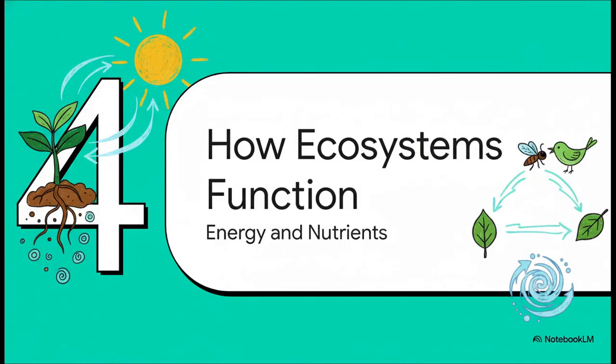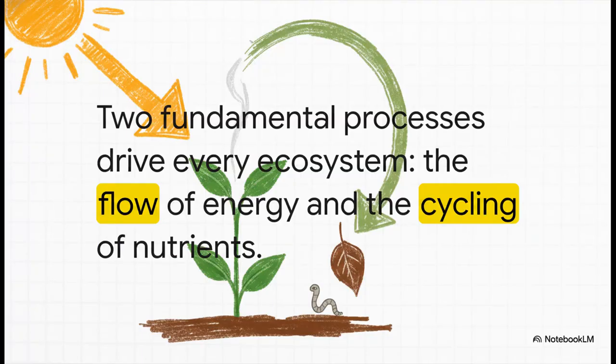So, we've talked about the structure, the parts, and how they're all arranged. Now let's talk about function. What are the actual dynamic processes that make an ecosystem tick? When you boil it all down, ecosystem function is really governed by two fundamental processes. The first is the one-way flow of energy. The second is the continuous cycling of nutrients. Remember those two words, flow versus cycling. They are absolutely key to understanding how these systems work.